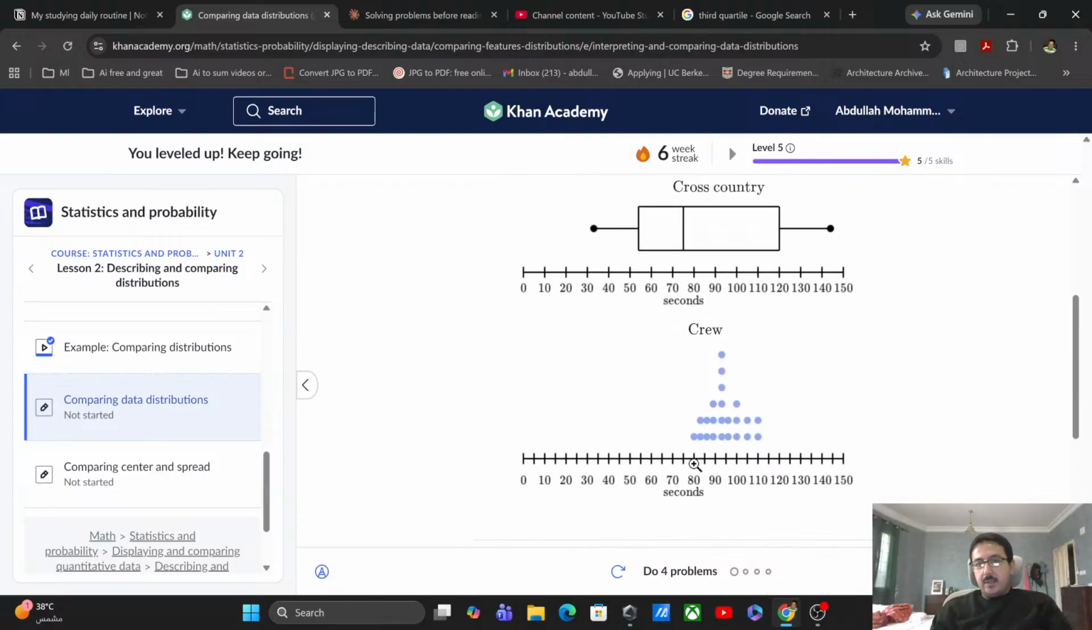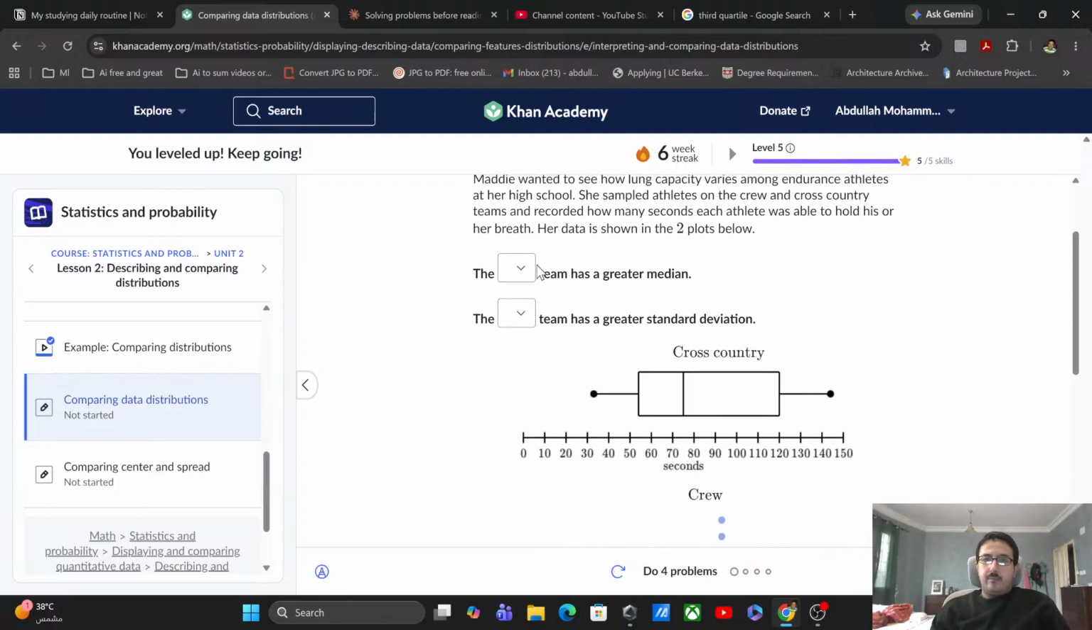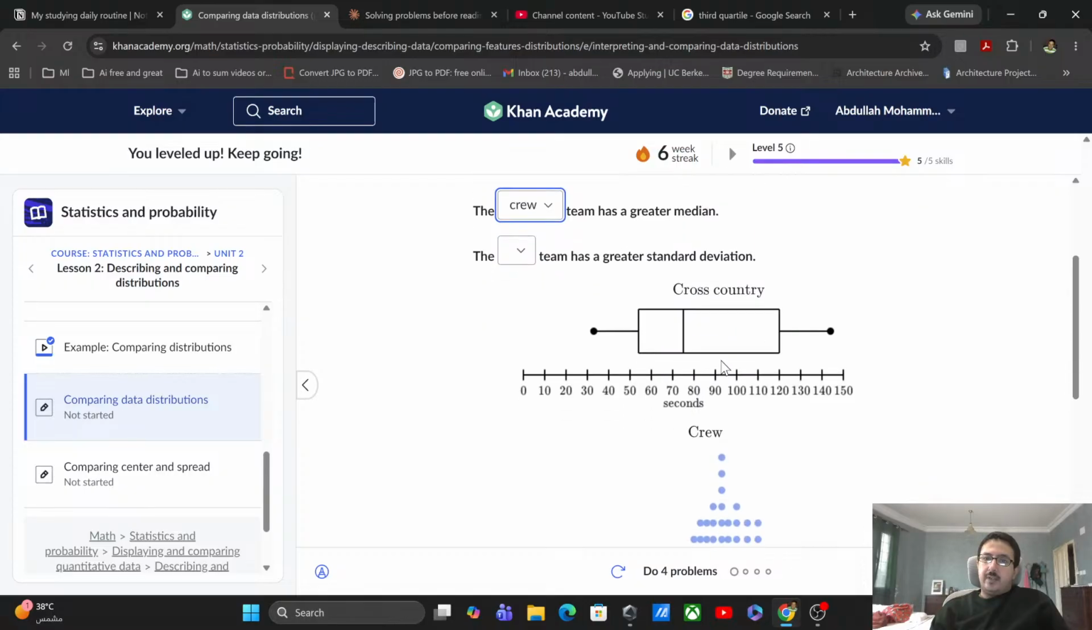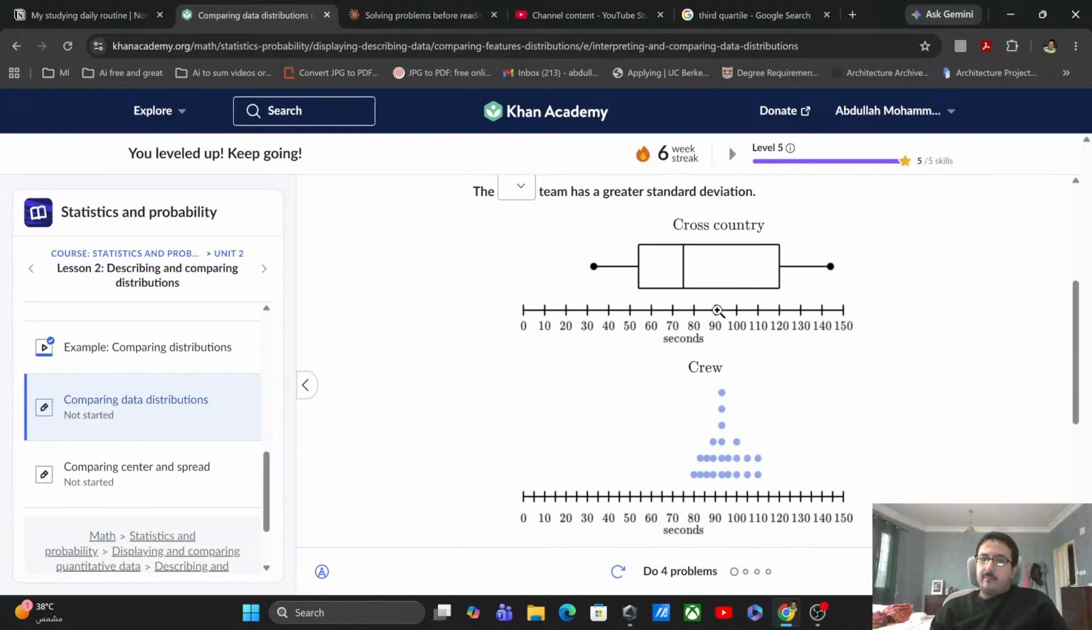So Crew has a greater median. Crew has a greater standard deviation. From 120 to 10 to 80. Yep, cross.